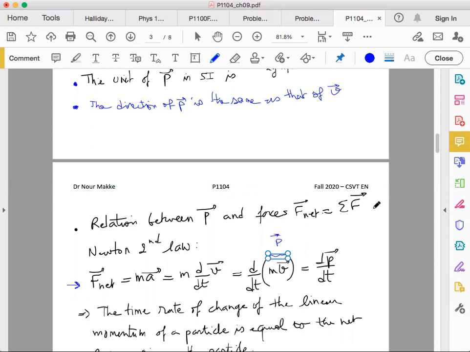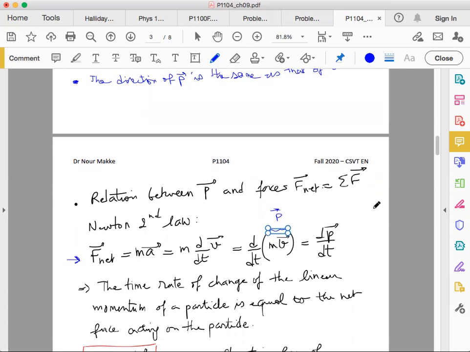So at the end, we end up with this expression where F net is equal to the derivative of p with respect to time. So in words, the time rate of change of the linear momentum of a particle is equal to the net force acting on the particle. Or in other words, if you have a particle that is moving with a given linear momentum p, then it will continue moving with the same linear momentum p unless it experiences an external net force.